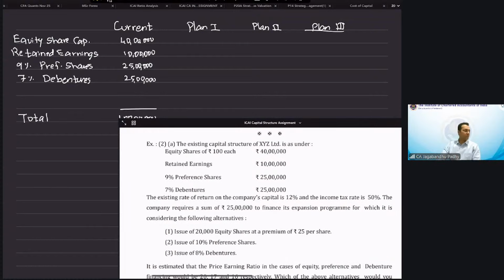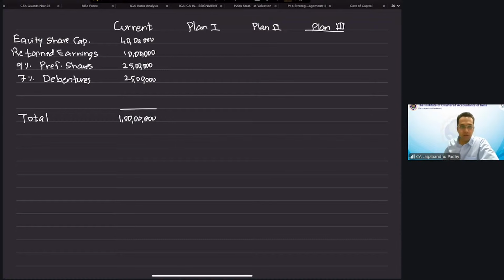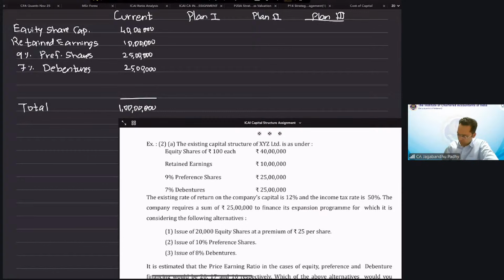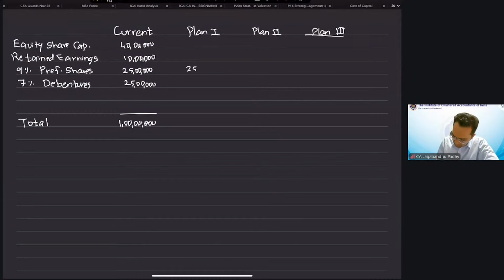How much funds are we looking to raise in addition? We are looking to raise 25 lakh, guys. We're looking to raise this 25 lakh to finance our expansion program, and we've got three options. Of course, when you go to plan 1 or plan 2 or plan 3, I need to consider it on a cumulative basis. So in plan 1, we are raising money by way of 20,000 equity shares at a premium of rupees 25 each. The debentures of 25 lakh are going to continue as they are, right?